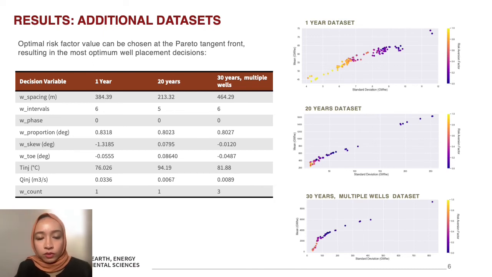If you see the 30-year curve right here, for the high risk versus reward tolerance, you can get upwards of 10,000 gigawatt hours equivalent for that risk tolerance. But if you compare that to just one well, then you can only get 2,000, as you can see previously.